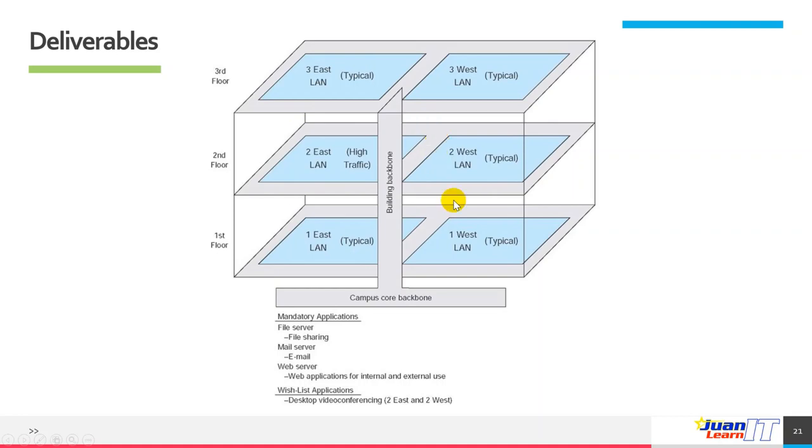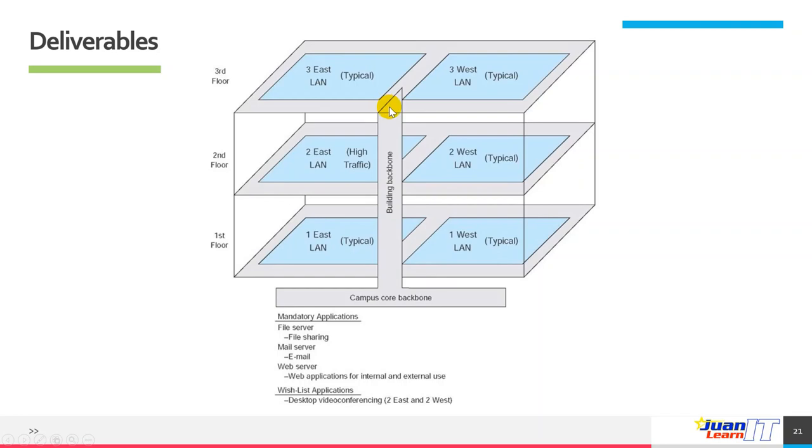So if you will observe here, this is the deliverable for the needs analysis. After you have performed the thorough needs analysis, you have to come up with this layout. This is basically a part of the network design, and it focuses on the building design. Okay, so you've got the campus core backbone there.